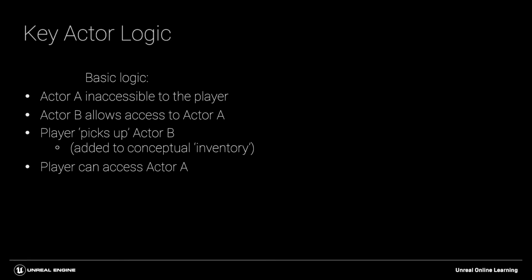Player walks through the level, they find actor A. Actor A is inaccessible to them. They can't interact with it. They can't get it to do anything, nothing like that. Then as they wander through the level further, they find actor B, which allows them access to actor A. So by picking up actor B through interacting with it, representationally, they pick it up.